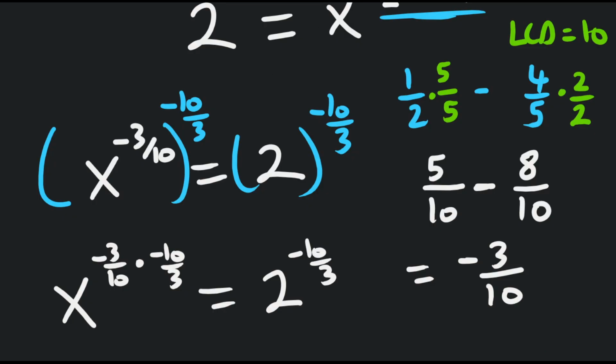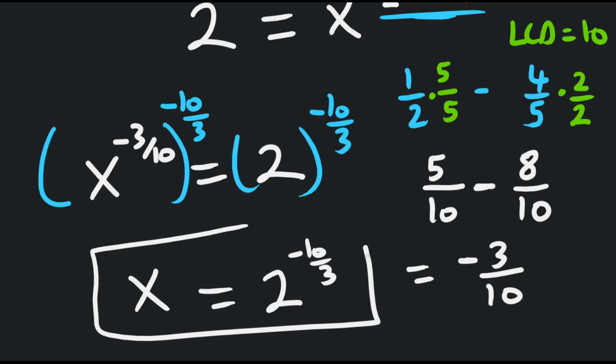Great. And then what is -3 over 10 times -10 over 3? This simply evaluates to 1. And x to the first power is simply x. So we've gone ahead and solved for x. X equals 2 to the power of -10 over 3.